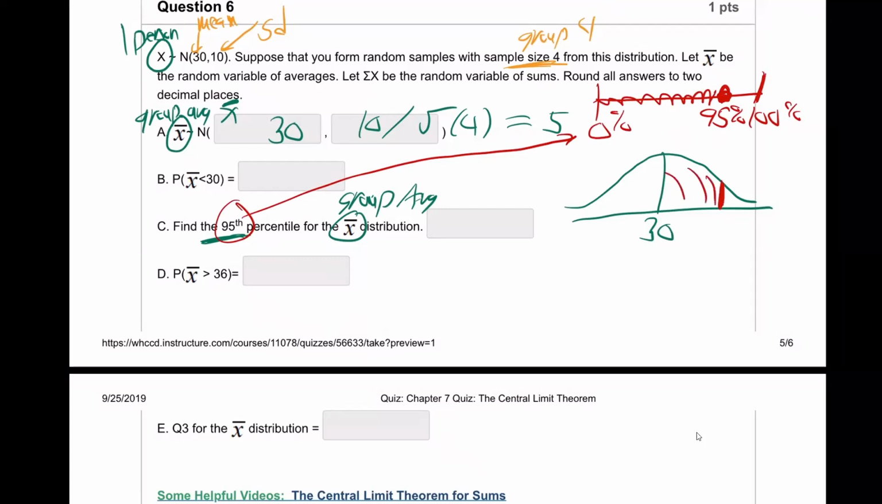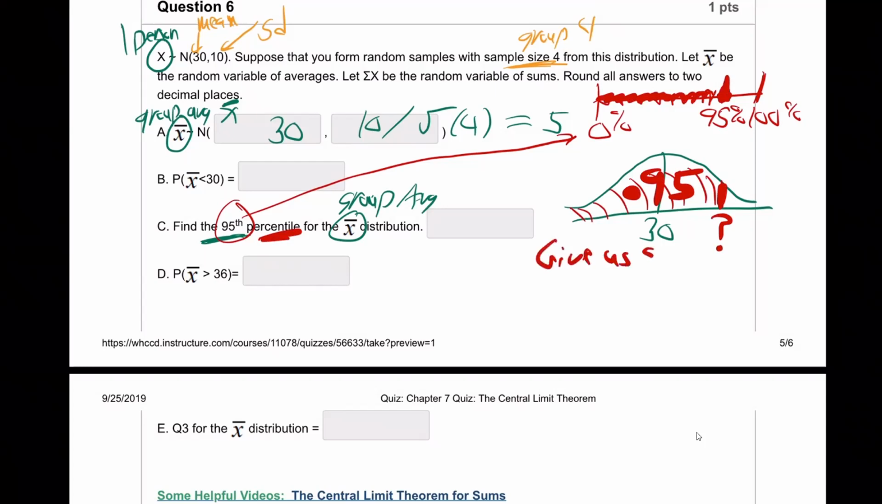So on the curve, that means the area to the left is 0.95, and we want to find this spot right here that has 95% to the left. That's what a percentile means. It means percentage to the left, right? If your baby's at the 95th percentile weight, 95% of babies are lower weight than your baby. So 95% to the left. Okay, so remember, what do we do then? They're giving us a percentage. So it's inverse norm.